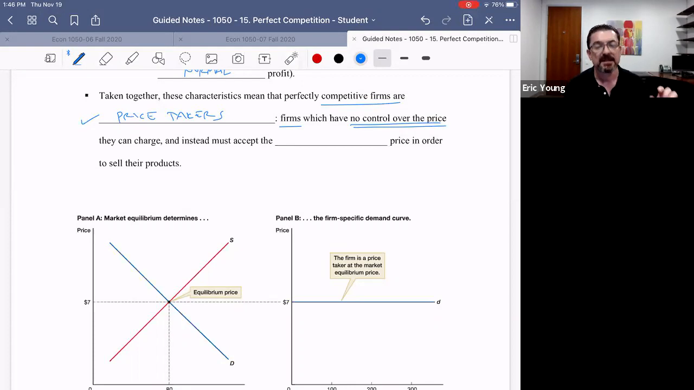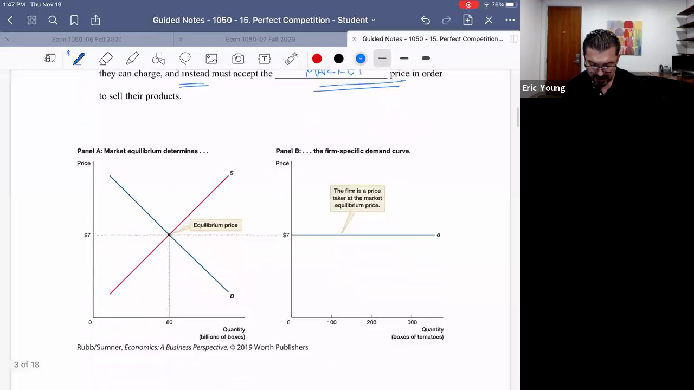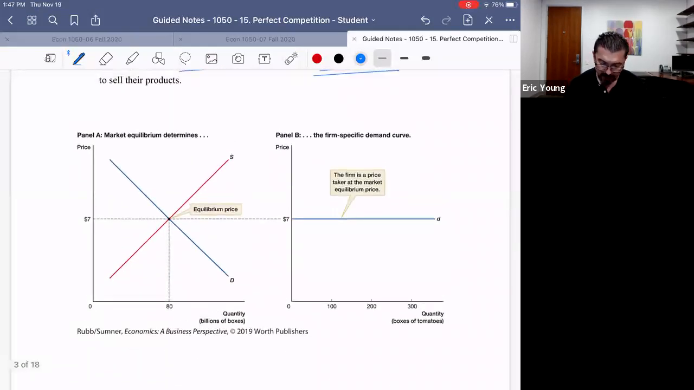They are price takers. They have no control over price, and instead, the individual firm must accept the market price as their price. Okay, it works out like this. If you have up here in panel A the market, and you have here in panel B the individual firm, it works out like this.